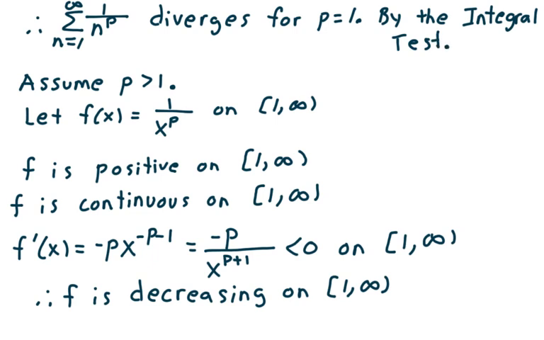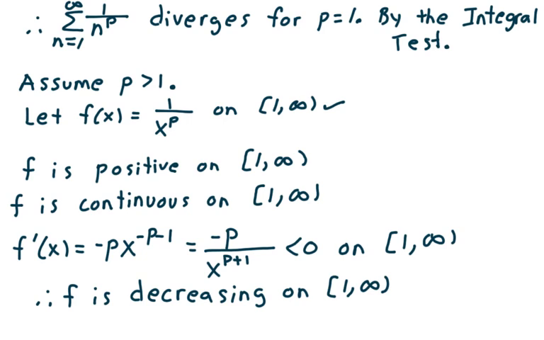From here, we're going to assume p is greater than 1. So same game, we're going to let f of x equal 1 over x to the p on 1 to infinity. f is positive on 1 to infinity. f is continuous on 1 to infinity. The derivative, so in other words, f prime of x is negative p x to the negative p minus 1. But this is negative p over x to the p plus 1, which is most certainly less than 0 on 1 to infinity. And so, therefore, f is decreasing on 1 to infinity.